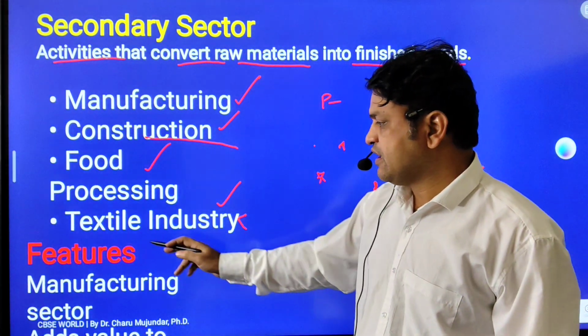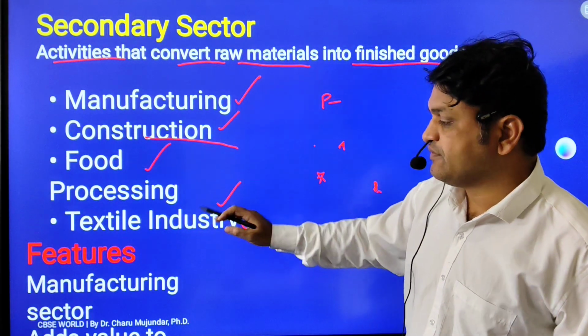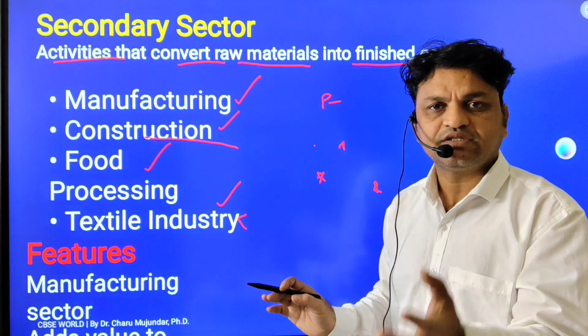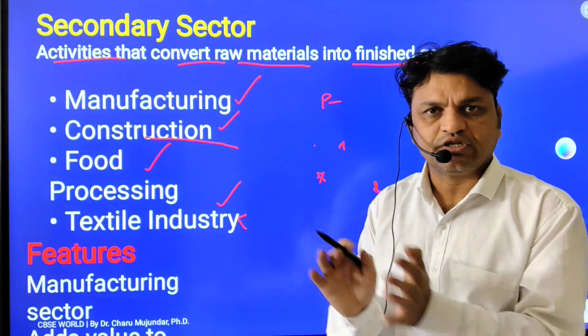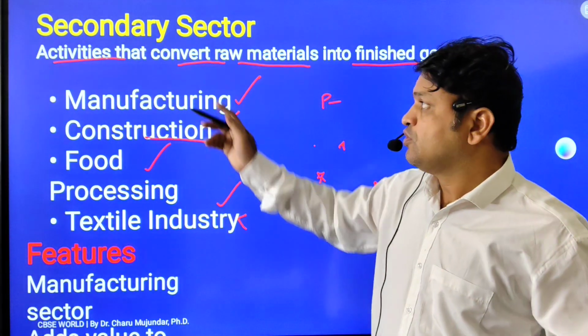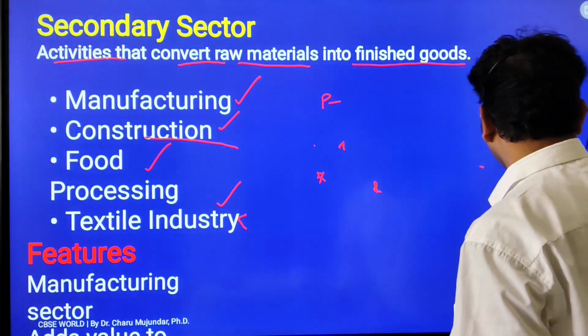So what are the features now? The secondary sector manufactures goods from the primary sector. The primary sector is producing the raw material, and this raw material is converted into a finished product through industries, through the industrial process.